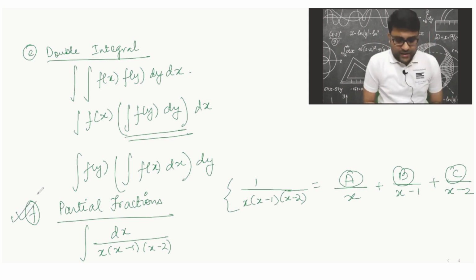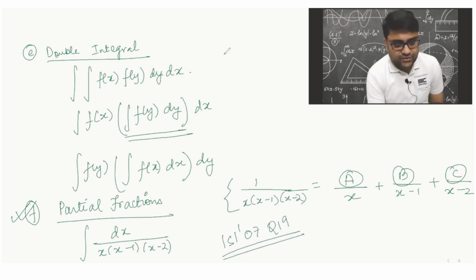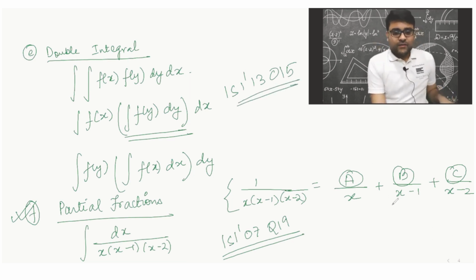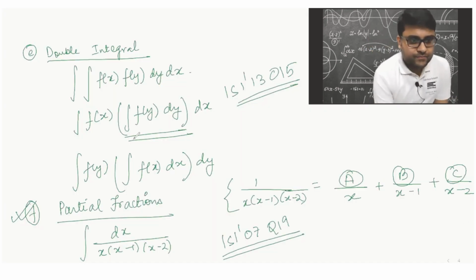Okay, I can also share with you which problem it is. It's ISI 2007 question 19. We'll be sharing with you how to solve it by partial fractions. For this double integral, it was ISI 2013 question 15. We'll be doing this as well today. Okay. Next up, gamma integral.